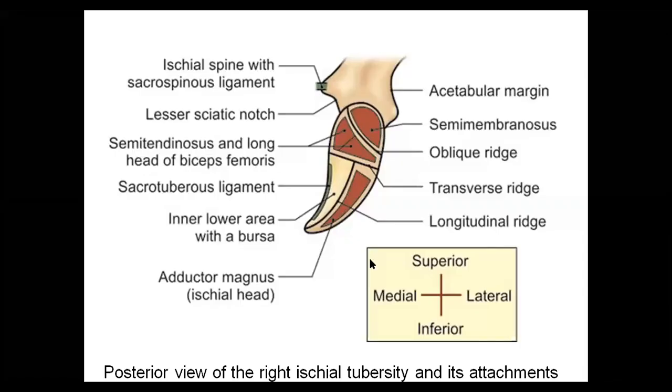Below this vertical line, towards outside, we have the attachment of sacrotuberous ligament. And towards medially, we have the origin of adductor magnus. All these muscles, whatever I told you, semimembranosus, semitendinosus, biceps femoris, and adductor magnus, come under the category of hamstring muscles, which are nothing but the muscles of the posterior compartment of the thigh. All muscles of the posterior compartment of the thigh take their origin from ischial tuberosity. I hope this is clear.